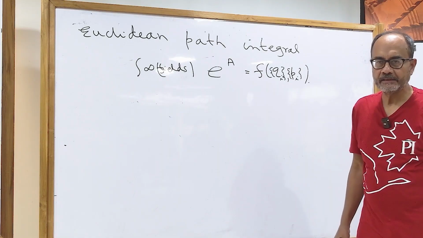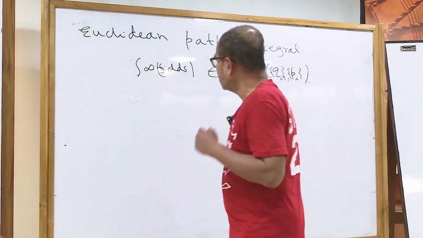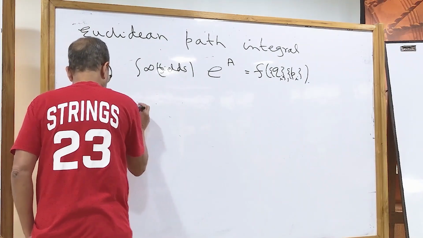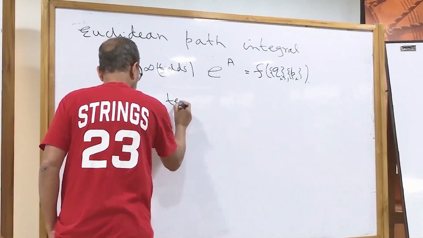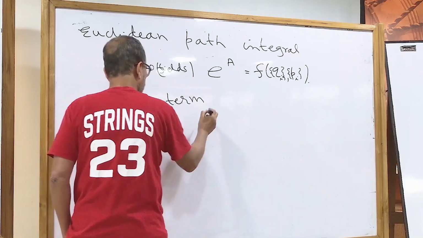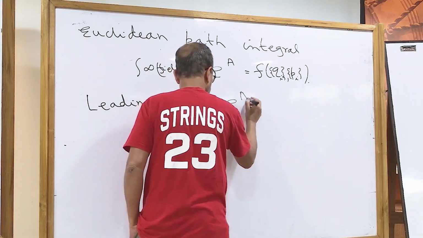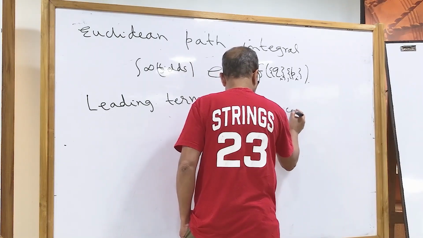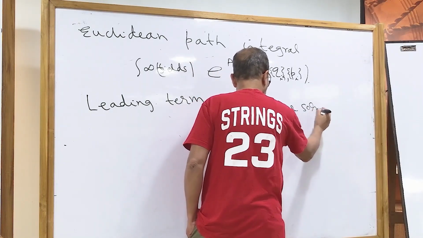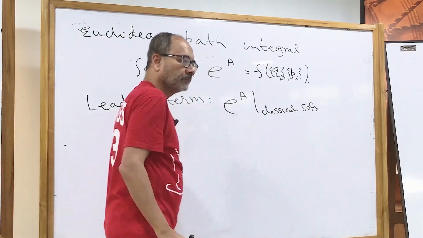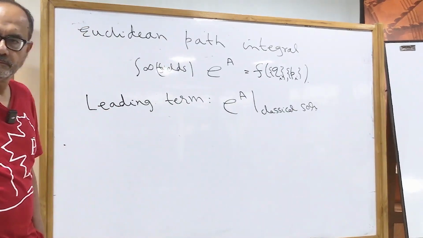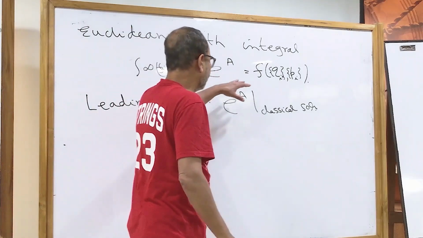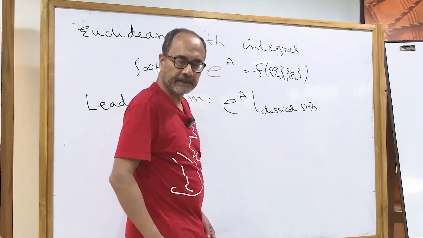Is this clear? For the leading term, it is e to the a at the classical solution. And then there are subleading terms which come from analyzing the path integral.